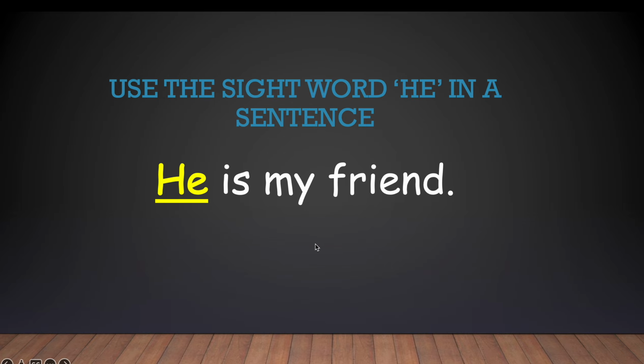Let's use the sight word he in a sentence. My sentence says, He is my friend. Since my sight word is at the beginning of my sentence, I had to use an uppercase letter to start the word he. Now you think of a sentence with the word he in it and say it out loud now.